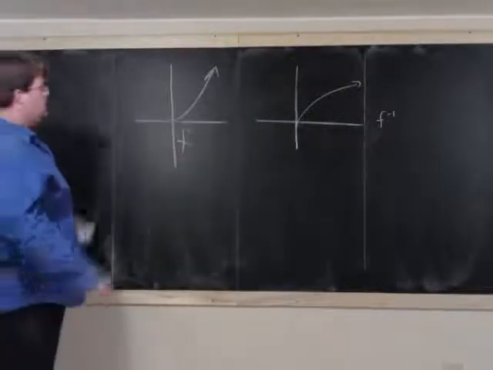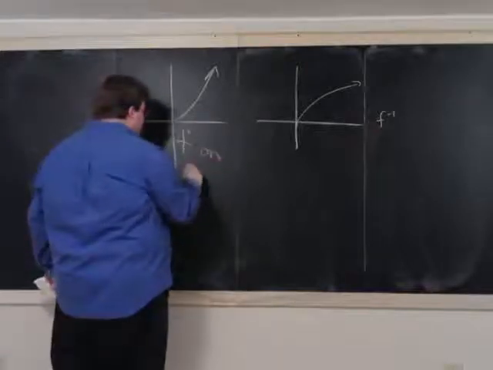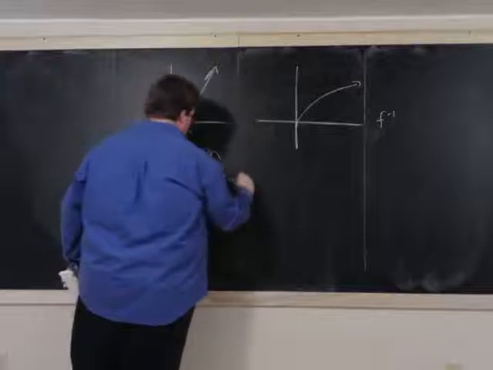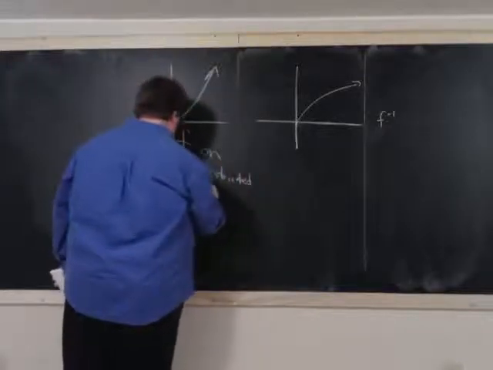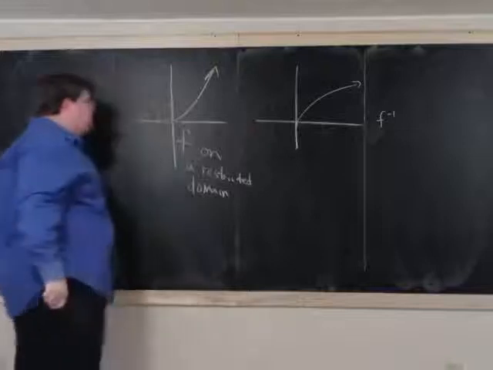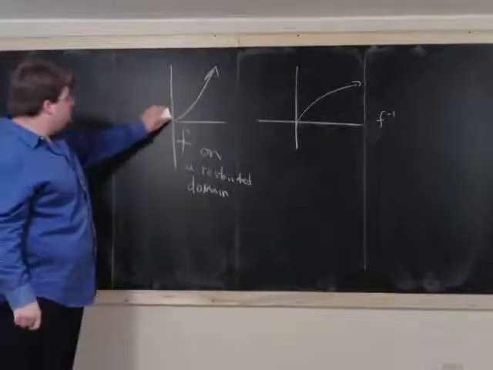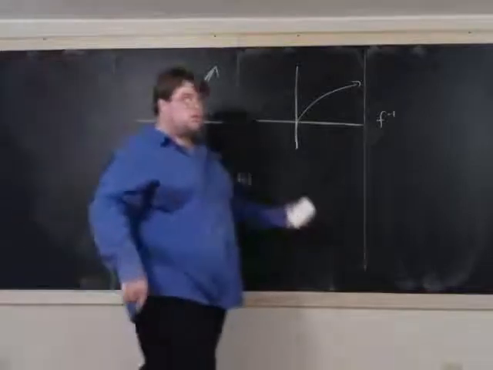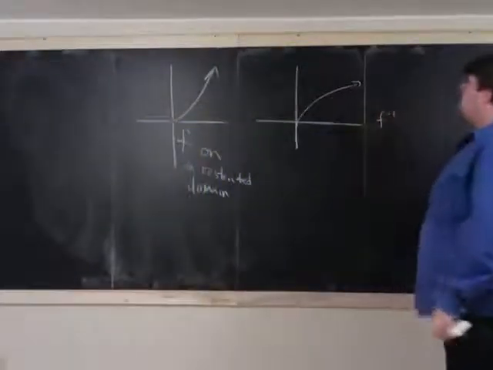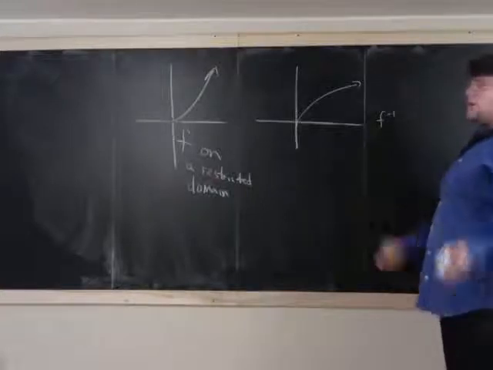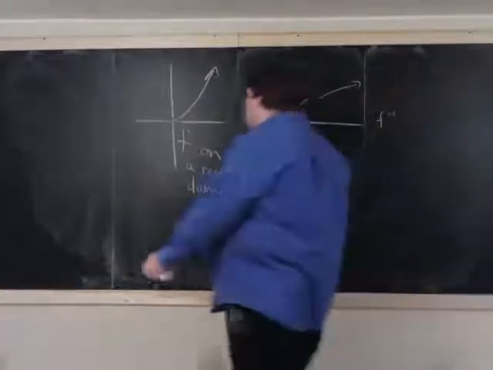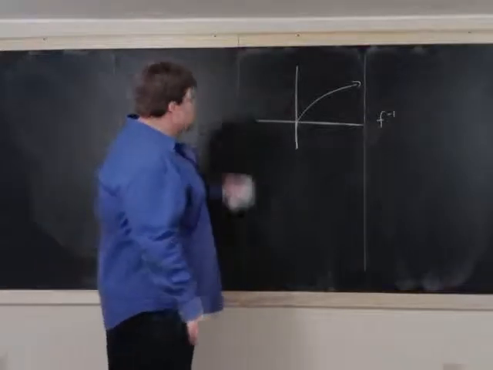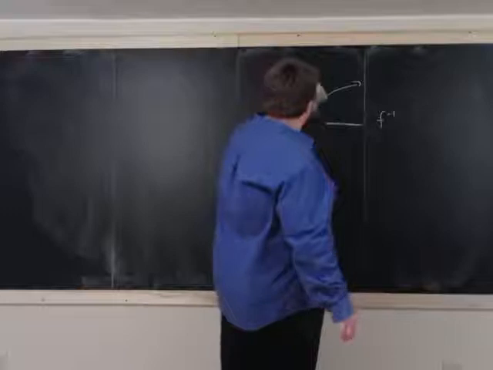So right here, if we restricted the domain, in this case to 0 to infinity, we restricted it so that when we flipped it over, we had a graph that satisfied the vertical line test. So using that, let's find f inverse of x on a restricted domain.